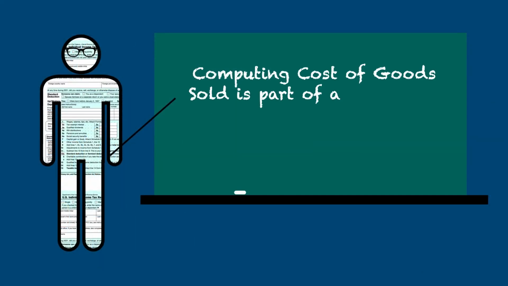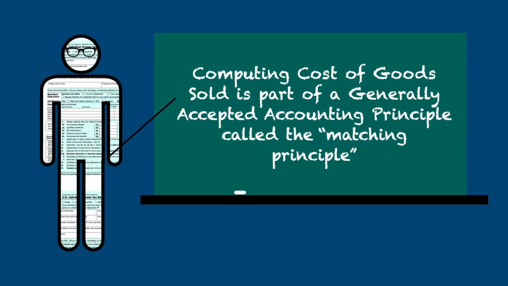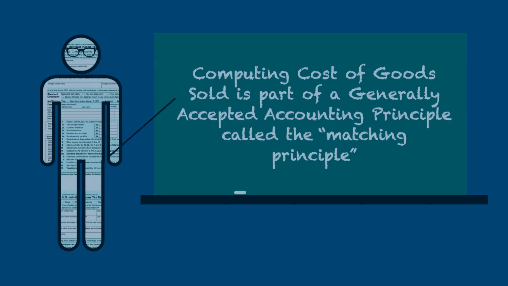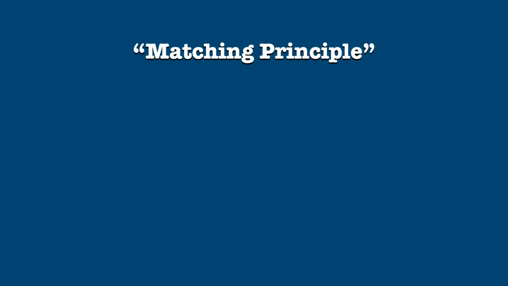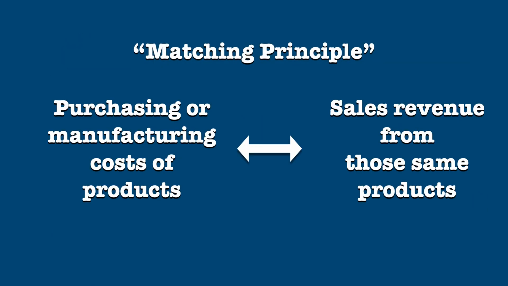Computing cost of goods sold is part of a generally accepted accounting principle called the matching principle. The matching principle states that the cost of purchasing or manufacturing products match the sales revenue from those same products. Ignoring this principle can result in gross profit being over or understated.